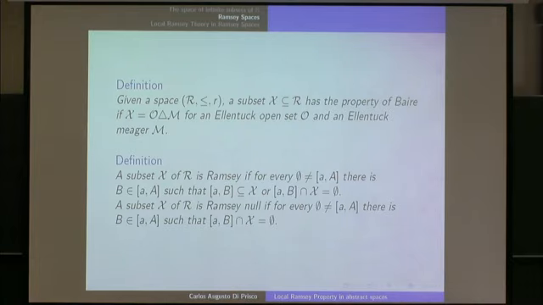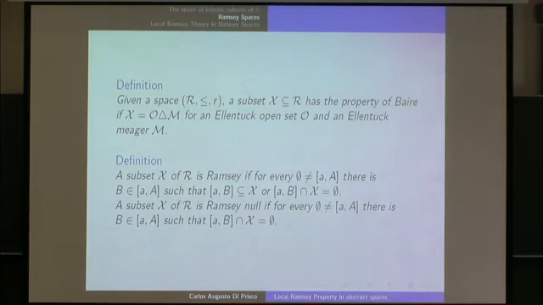So a subset X of a Ramsey space has the property of Baire if we look at the analogue of the Ellentuck topology in this space, and the set has the Baire property with respect to that topology. So this is now our basic definition.